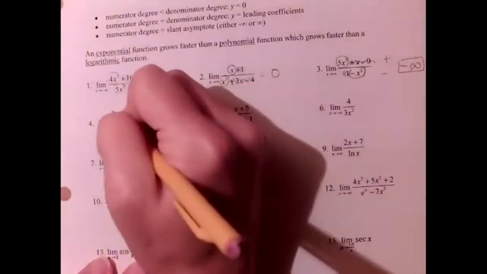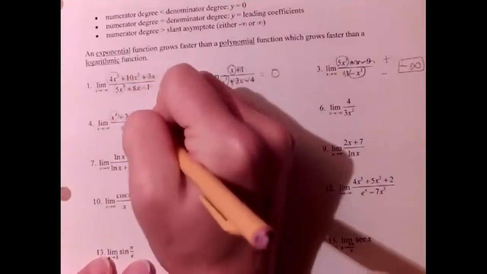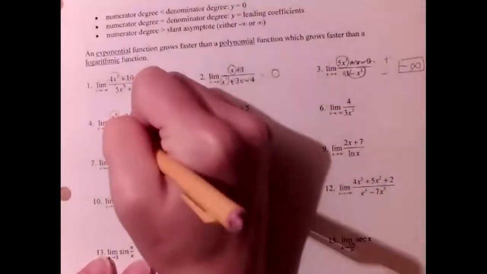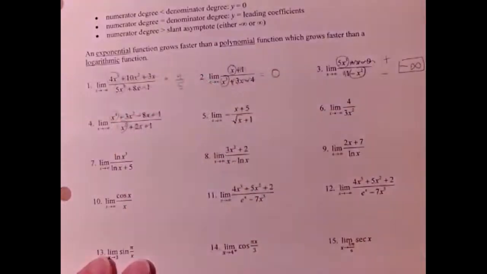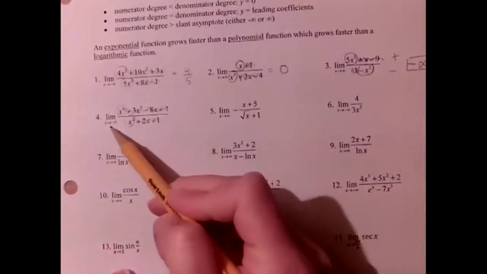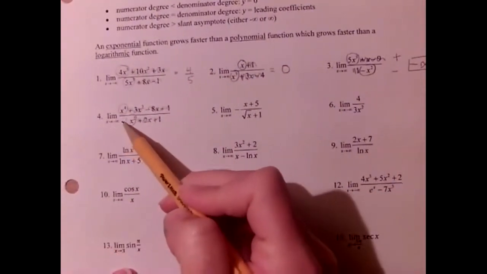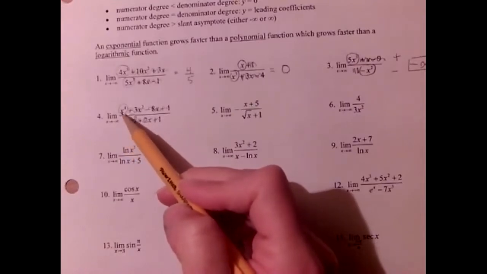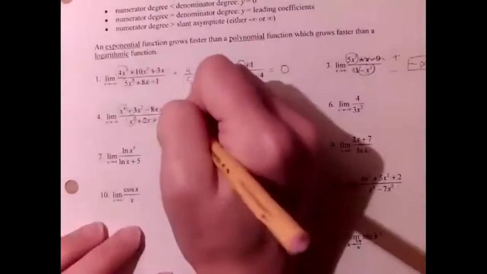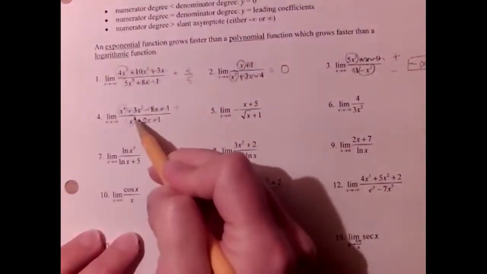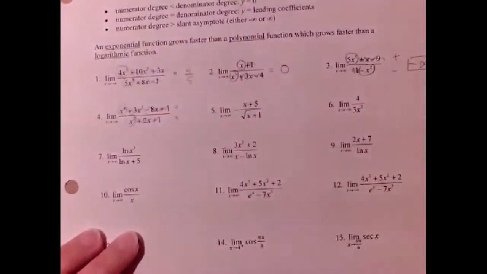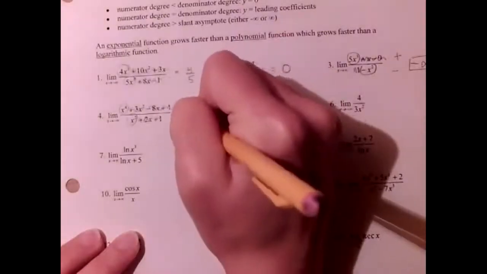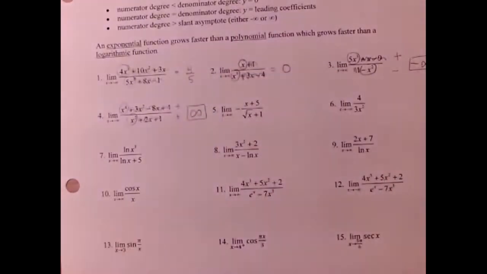So here, x to the 4th is the most powerful part of the numerator. x squared is the most powerful part of the denominator. We're approaching negative infinity, so just imagine plugging in a really big negative number. If you take that really big negative number to the 4th, it's going to turn positive. And if you square it, it is going to turn positive. So positive over positive is positive infinity.